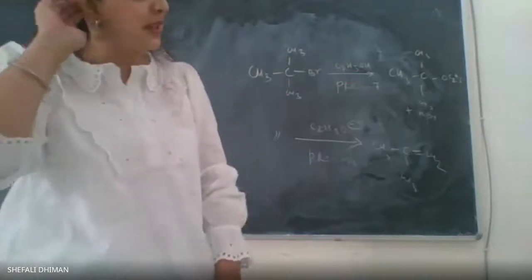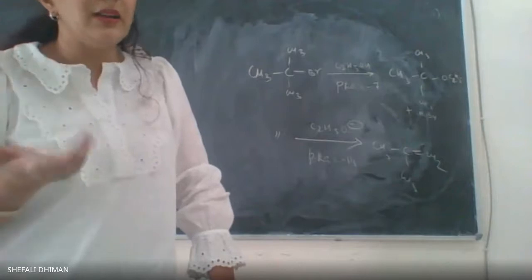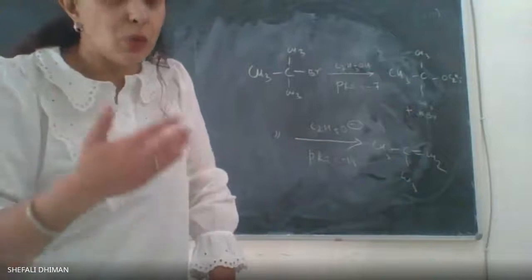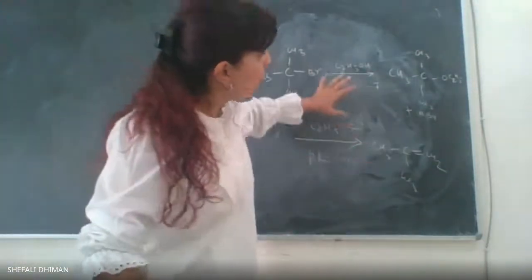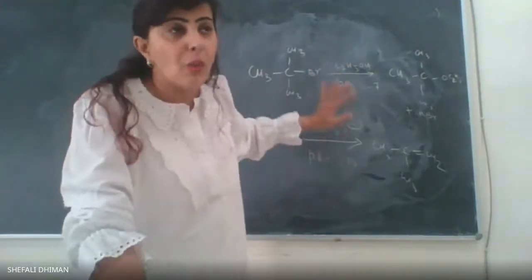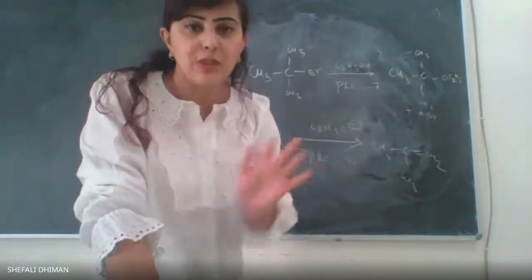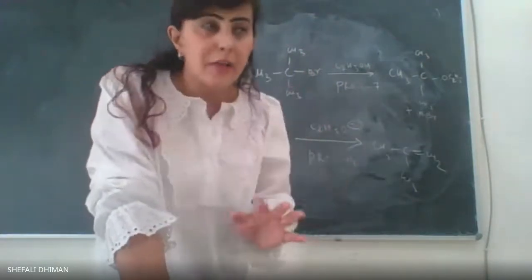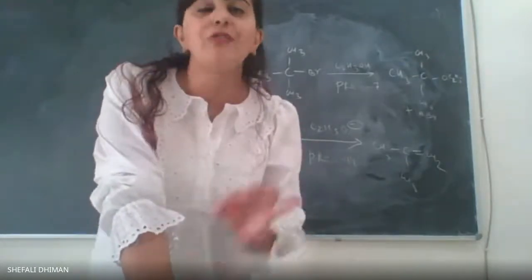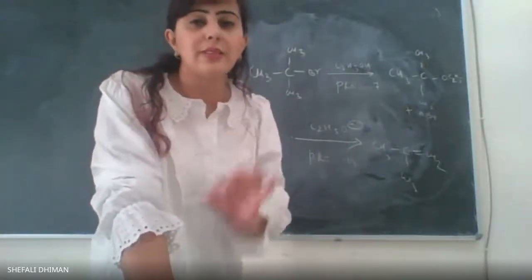So this is just a basic introduction, and we've not started the chapter yet. We have just started with the concept of elimination. The basic thing which I would like to tell you here is that there is always a competition happening between elimination and substitution. When is elimination favored? When I have a stronger base, because of the principle of HSAB. When I have a weaker base, I will have substitution as a major product because of the principle of HSAB, because hard and soft will interact to give me the desired product.